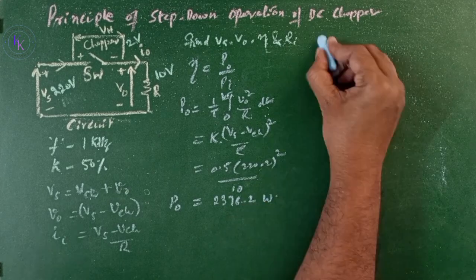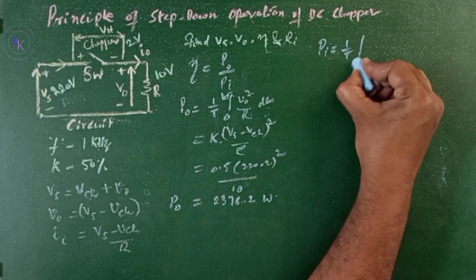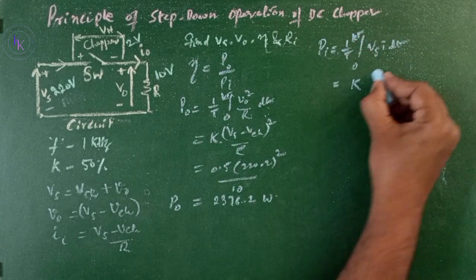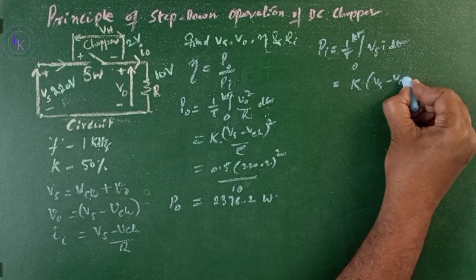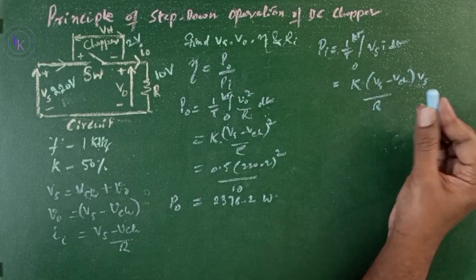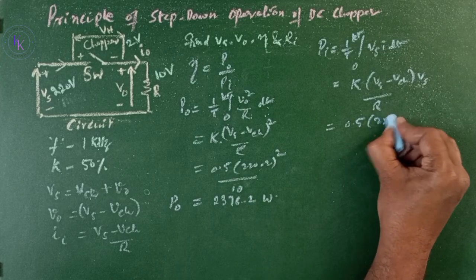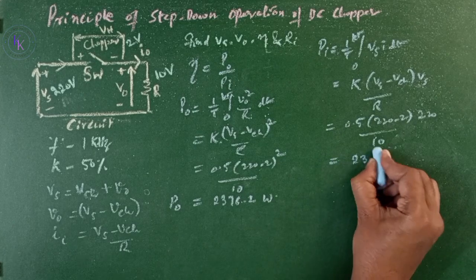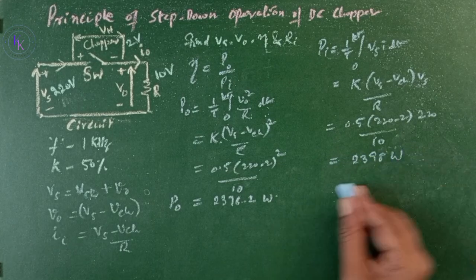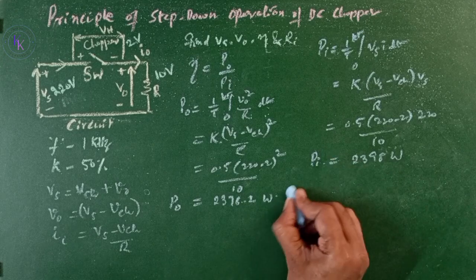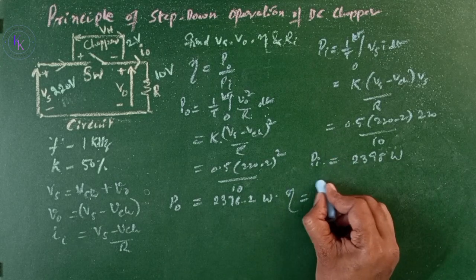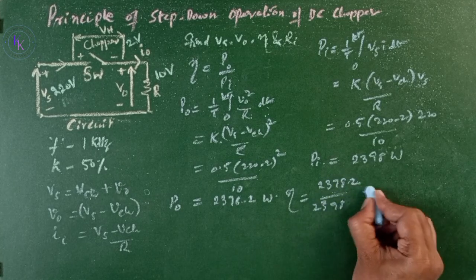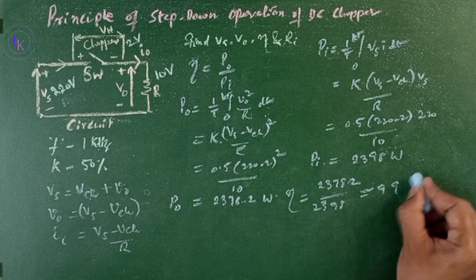2376.2 watts. Pi equals 1 by T integral 0 to kT of Vs I dt. To this, you are going to get k times (Vs minus Vch) times Vs divided by R. 0.5 multiplied by (220 minus 2), 220 divided by 10. You are going to get 2398 watts as input power. Then the efficiency equals the output power, that is 2376.2 divided by 2398, which is approximately equal to 99%.